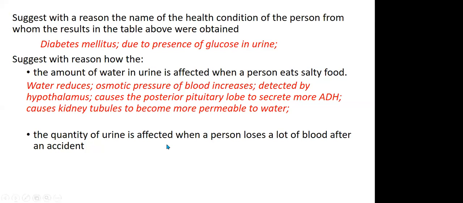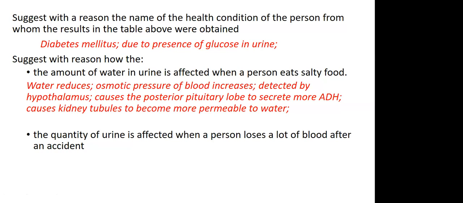Then how would the quantity of urine be affected if a person lost a lot of blood after an accident? Imagine someone has broken a leg or broken a body part, and then so much blood is lost. How would the quantity of the urine be affected, and why would it be affected as thus? So we have a master cares.